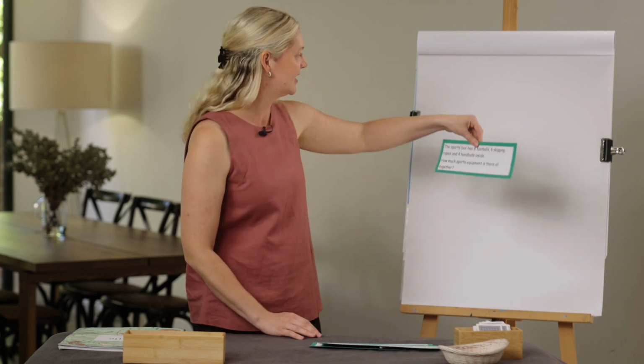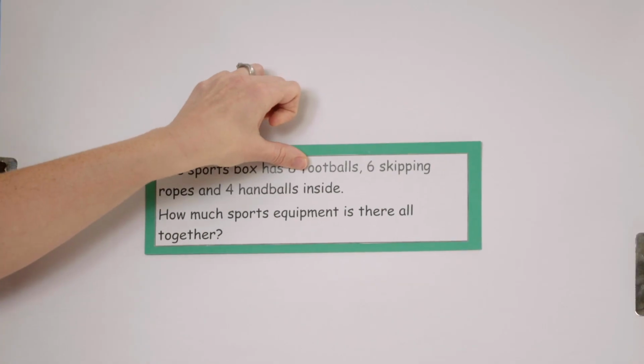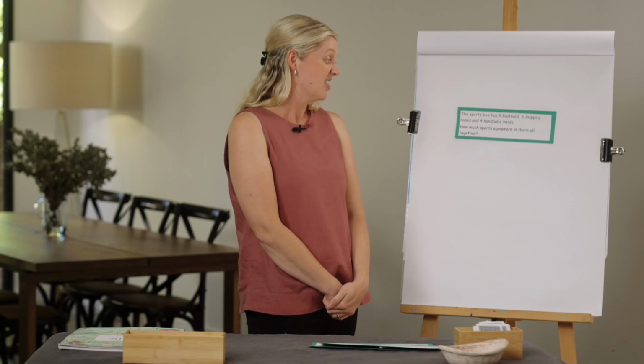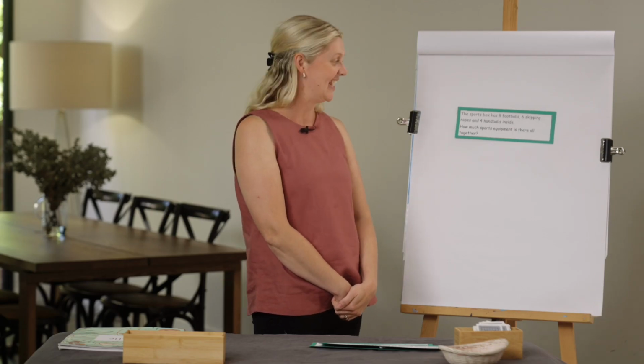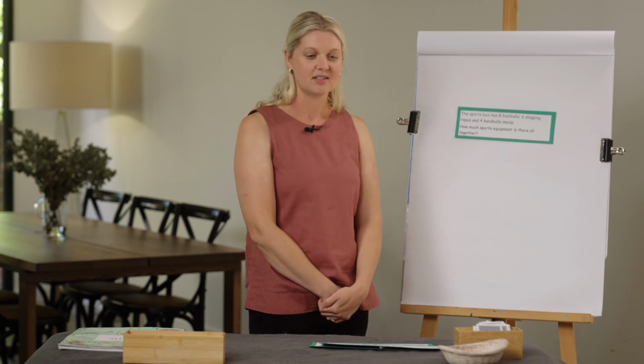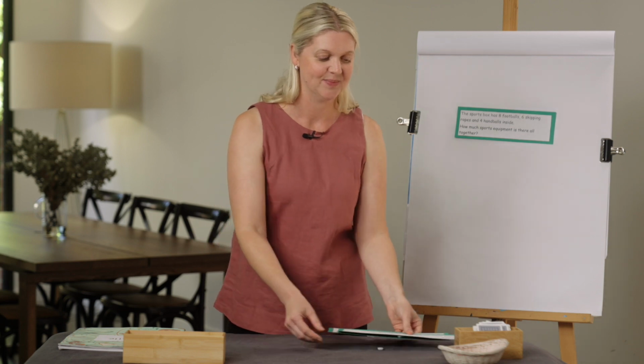Can you help me solve these word problems with 3 add-ins? I'm going to stick the first one up. Let's read. The sports box has 8 footballs, 6 skipping ropes, and 4 handballs inside. How much sports equipment is in there all together? Let's use counters to help us solve this.